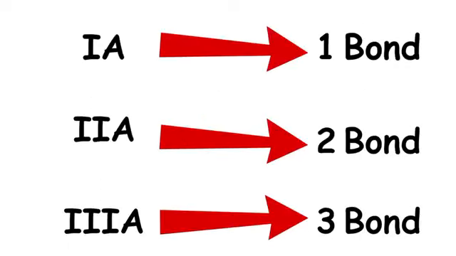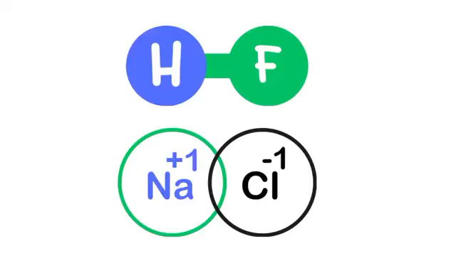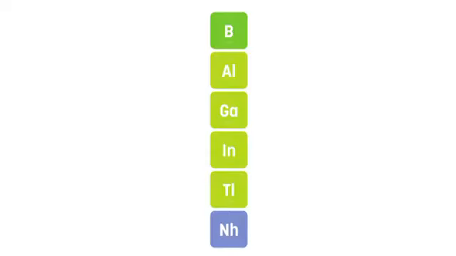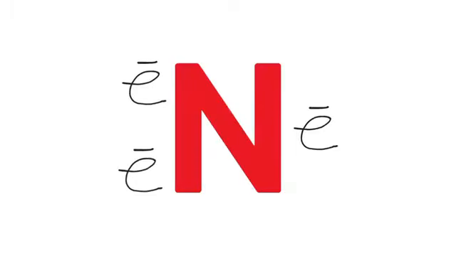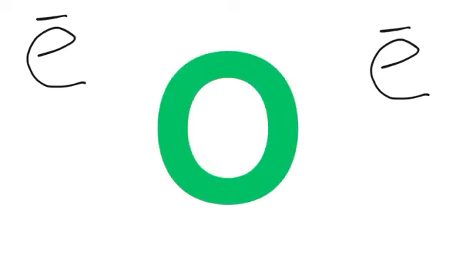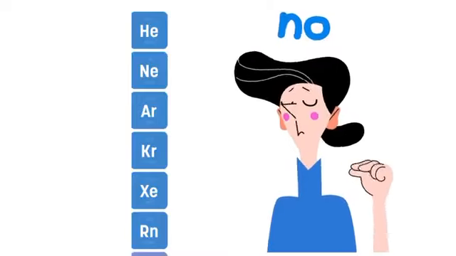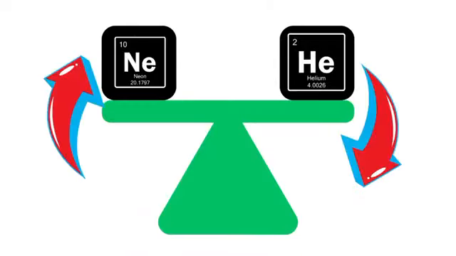Bonding nature or valency. It is directly related to the groups of elements. For example, first A elements lose 1 electron and will form 1 bond. Second A group members lose 2 electrons and can form 2 bonds. Similarly third A can form 3 bonds and fourth A can form 4. But members of group fifth A prefer to gain 3 electrons and will form 3 bonds. 6th A elements form 2 bonds by gaining 2 electrons and 7th A form only 1 bond. 8th A elements have no tendency to lose or gain electrons because they are stable and have complete octet.